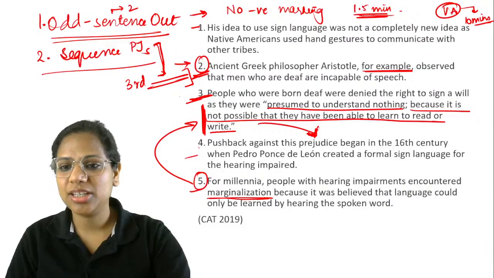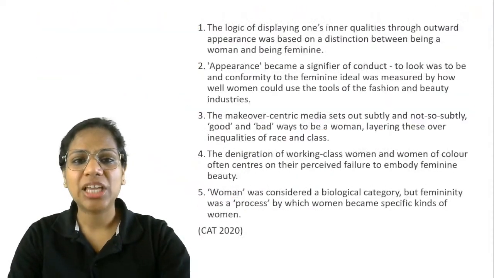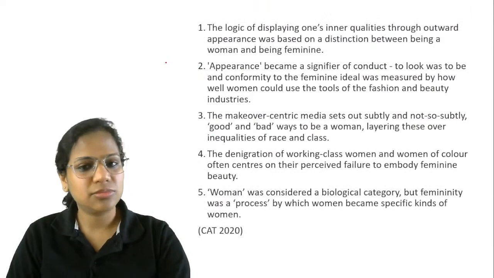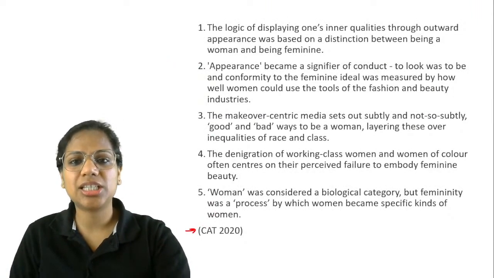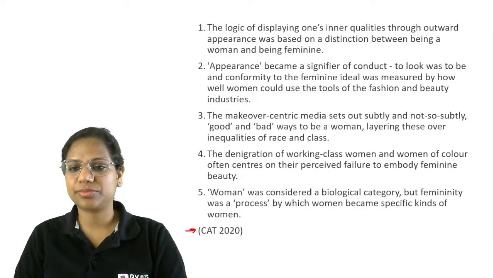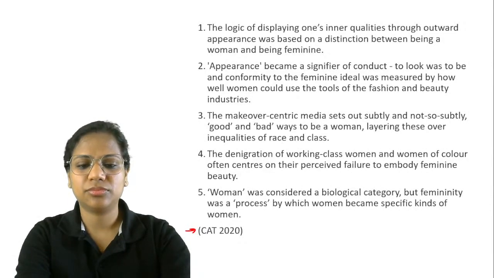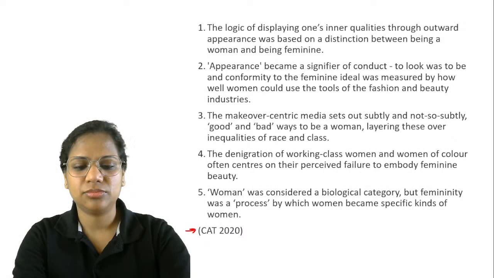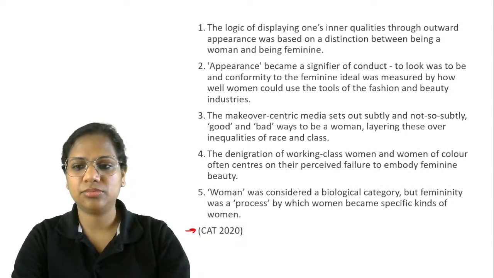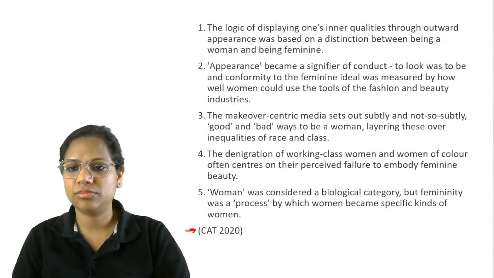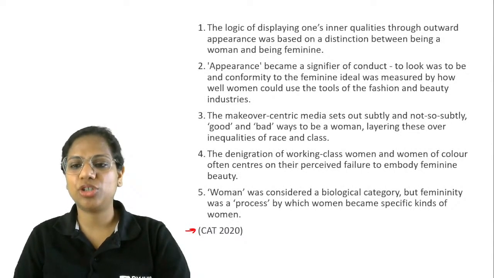Okay. Now, here, the answer was 2. Let's look at another question. This is a CAT 2020 question, pretty recent. Let's see what you mark here. We'll come to para summary, Rona.